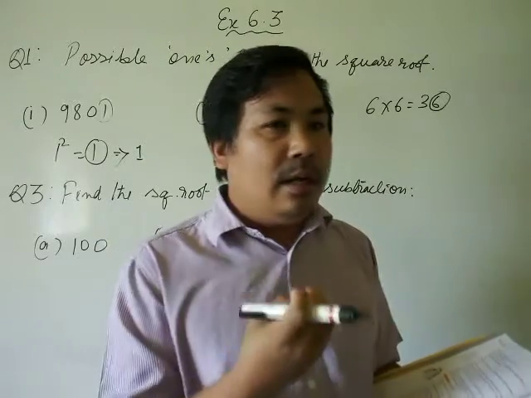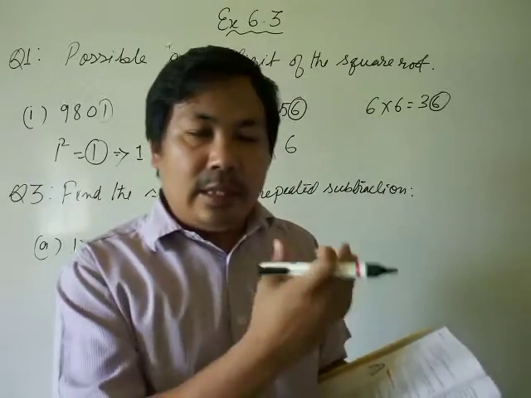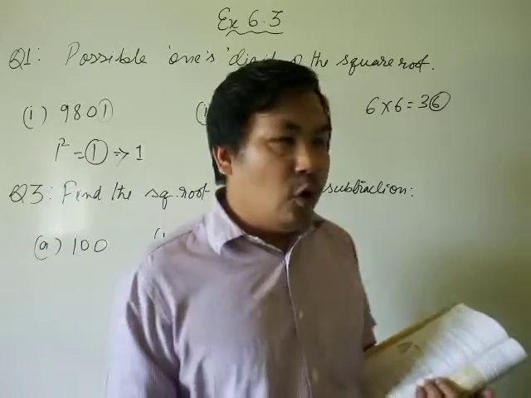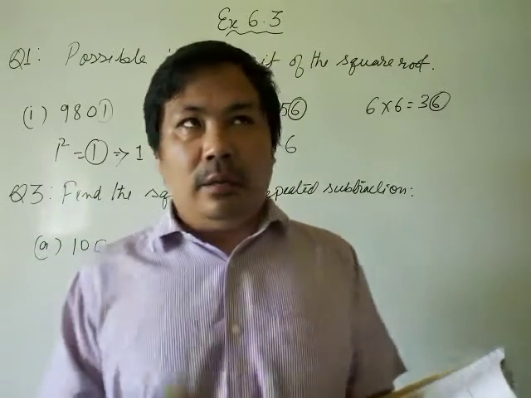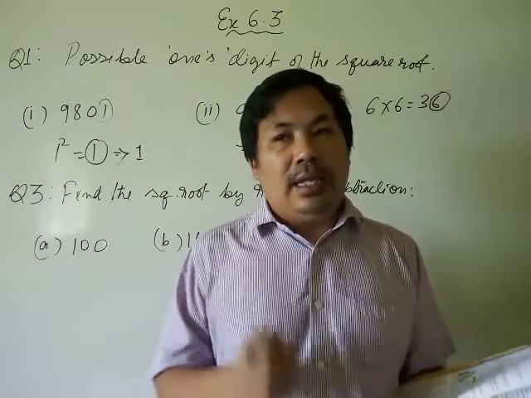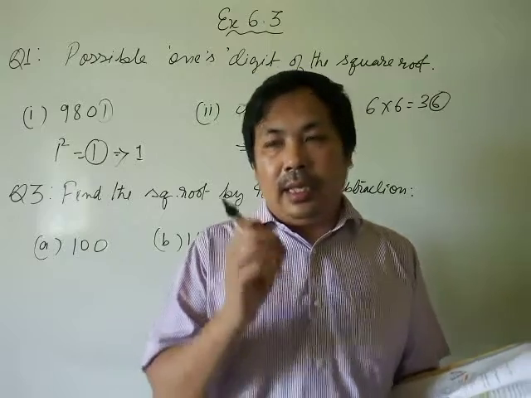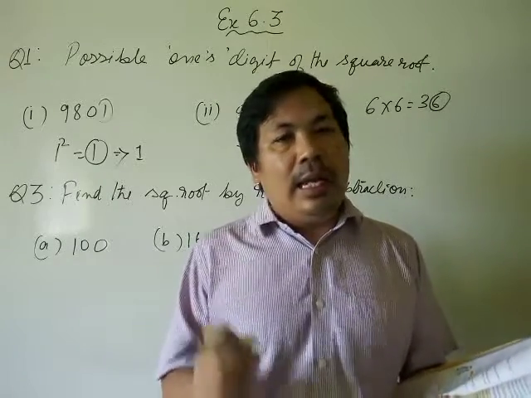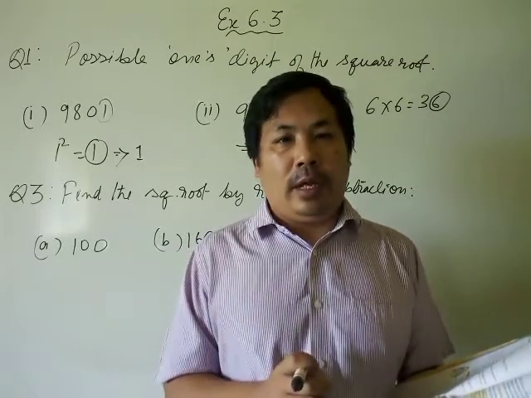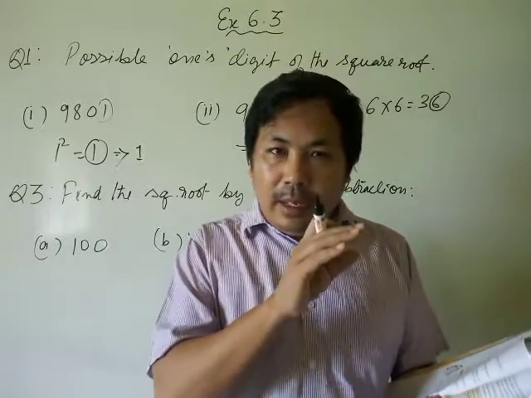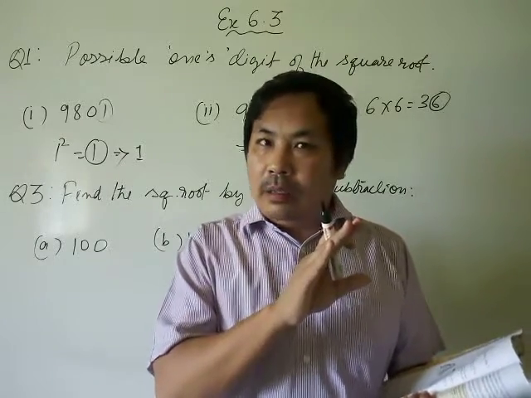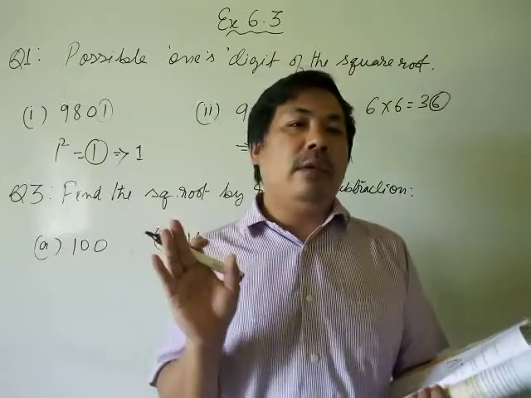Then that number having the last digit, for example, 0, 1, 4, 5, 6, and 9. If you find these in the last digit of the number, then the number may or may not be a perfect square. It could be a perfect square 90% of the time, but 10% it may not be.